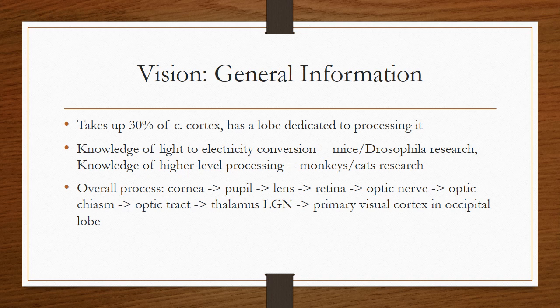And then we've also learned about higher level processing, like how you detect contrast, color, all of that kind of stuff, through research done in monkeys and cats. And then the overall process, which we'll be talking about a lot more later, goes from the cornea to the pupil to the lens to the retina to the optic nerve to the optic chiasm to the optic tract to the lateral geniculate nucleus of the thalamus, and then finally to the primary visual cortex in the occipital lobe. But we'll be talking about this more in depth now.